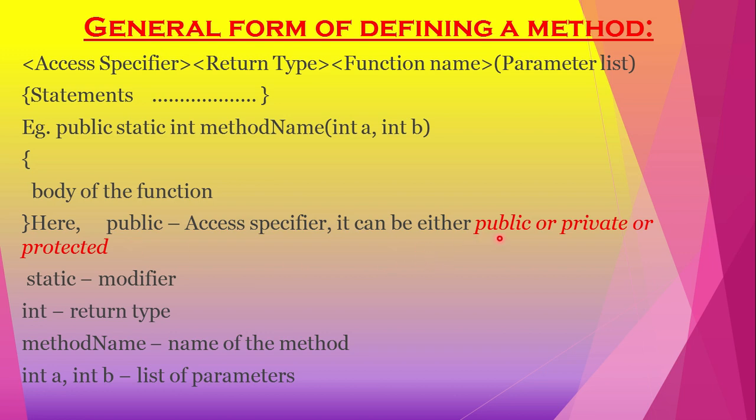It can be either public, private or protected. These are the visibility modes where a function can be accessed. Its visibility will be mentioned by these keywords. Public means the particular method can be accessed anywhere in the program, outside the program, outside the package. It is global visibility, public.